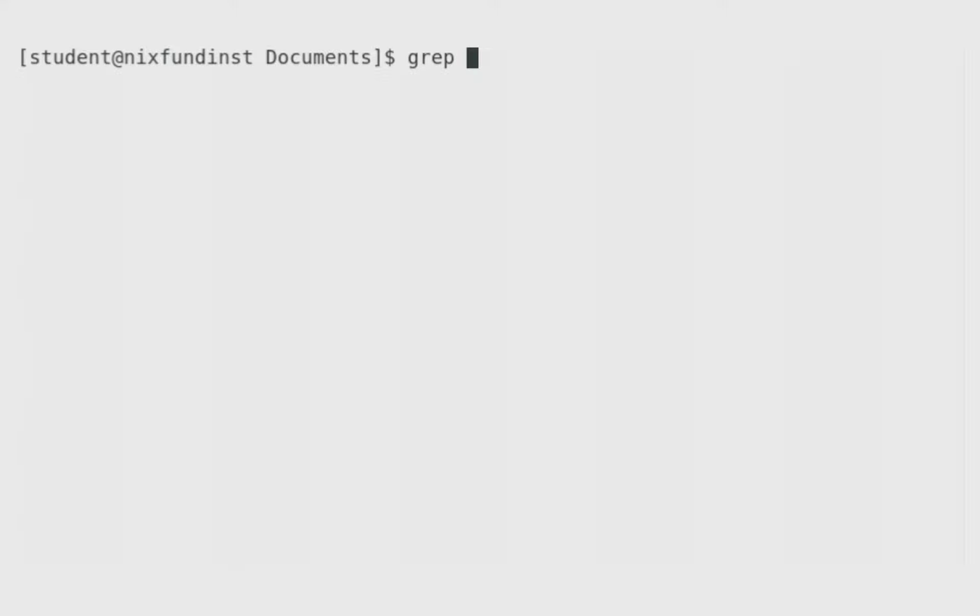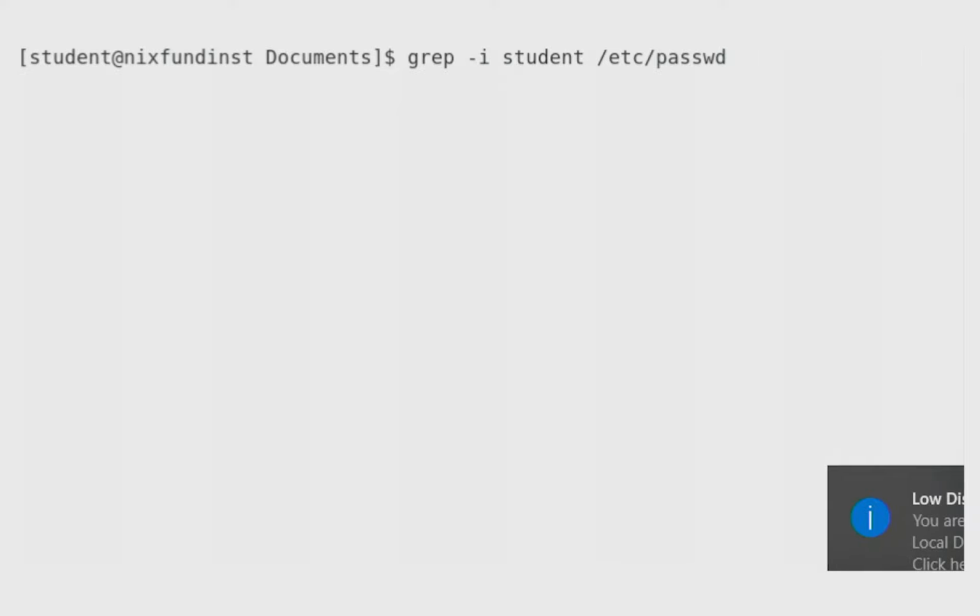Here we're just going to grep -i, which tells it to ignore the case of the letters that you're searching for, the word student. And our third argument is going to be the etc password file, or /etc/passwd. This file basically contains all the user accounts on the system. So what we're doing is we're just searching for our username, student, within that file /etc/passwd.